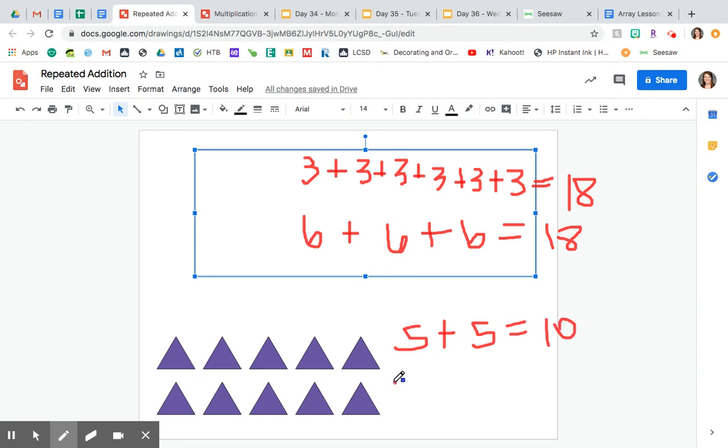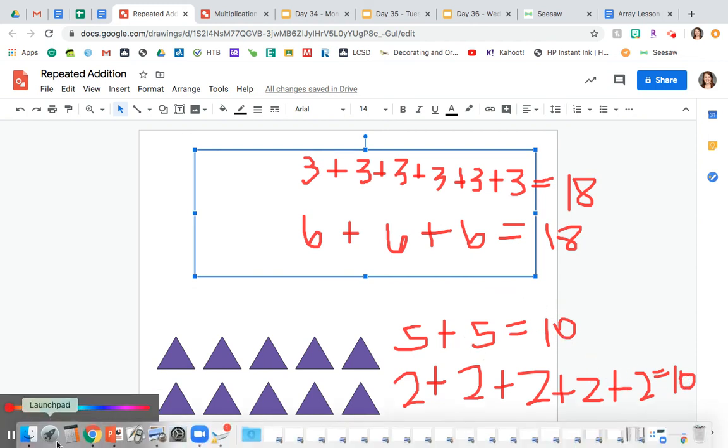Or I could write 2 rows plus 2 rows plus 2 rows plus 2 rows plus 2 rows is going to equal my 10 objects. So we can either do it 5 plus 5 or 2 plus 2 plus 2 plus 2 plus 2. Both should equal the same number of objects. I hope that helps in your work today.